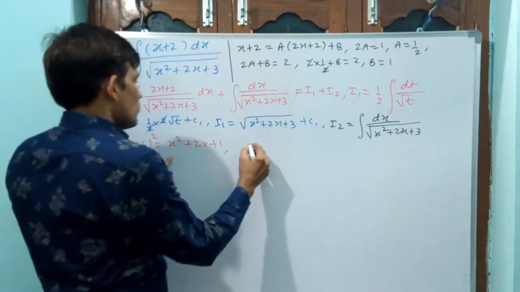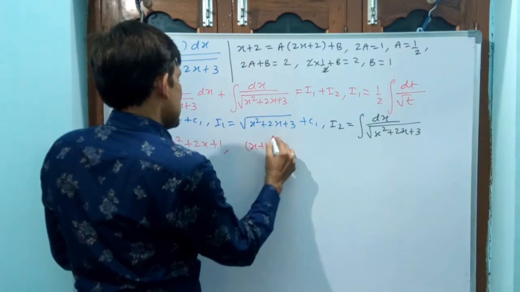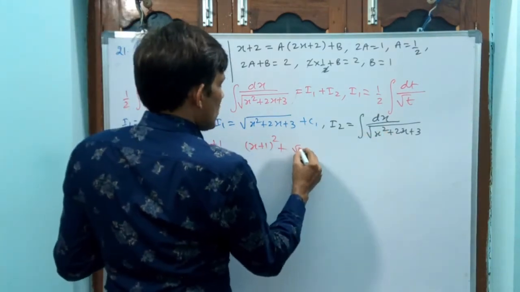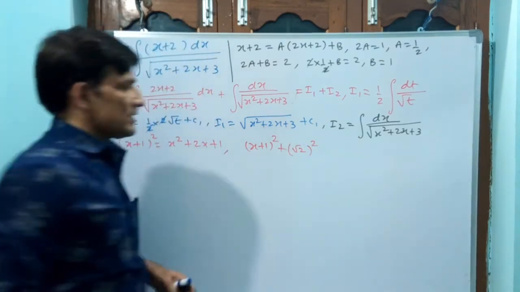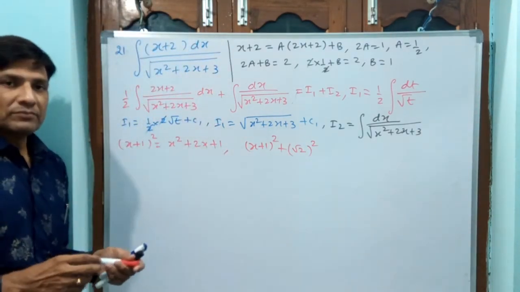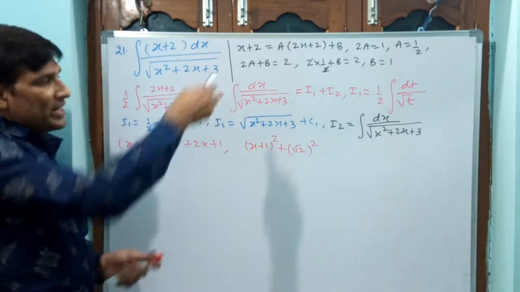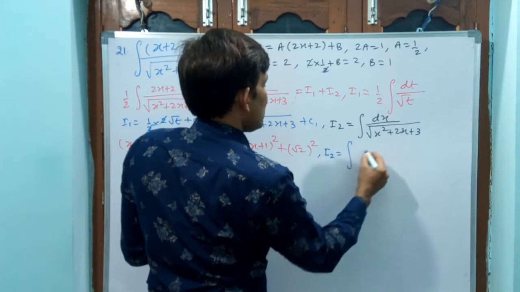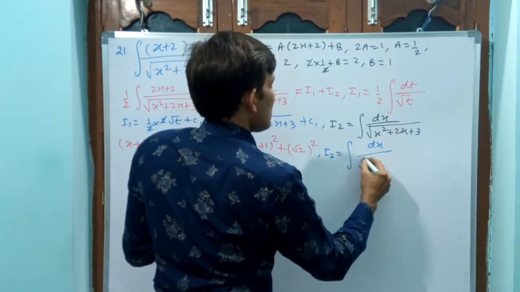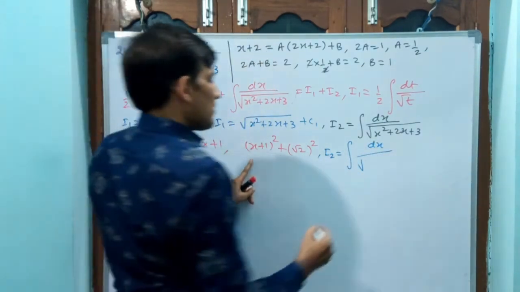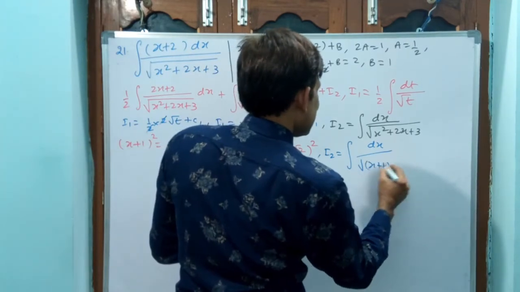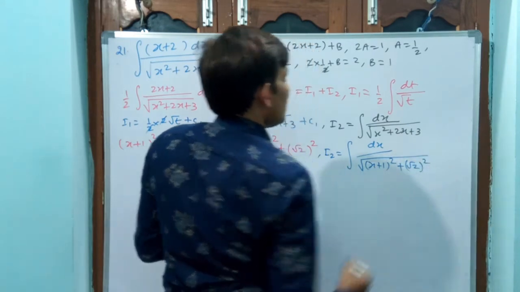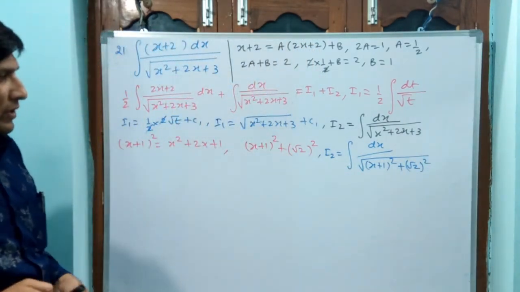Then what you have to do? You have to do like this. x plus 1 whole square plus 2, you have to add. 2 I am adding like this, root 2 whole square. Is it okay? Okay? Now you rewrite I2 again. You see what I am writing? I2 is equal to integral dx by square root of x plus 1 whole square plus root 2 whole square. Is it okay? Okay, but still some work is there.